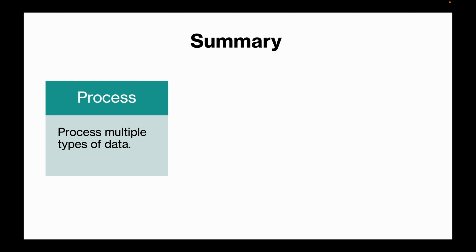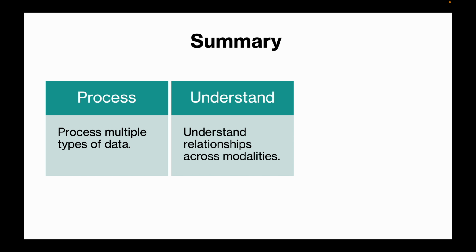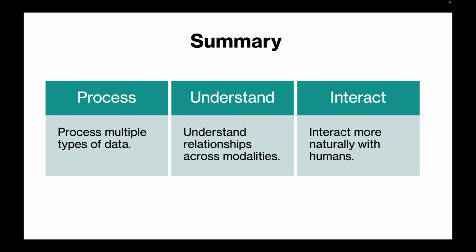Summary. Multimodal AI systems represent a significant advancement in artificial intelligence. They enable systems to process multiple types of data, understand relationships across modalities, and interact more naturally with humans. Hence, multimodal systems are very important to build advanced real-world AI systems.